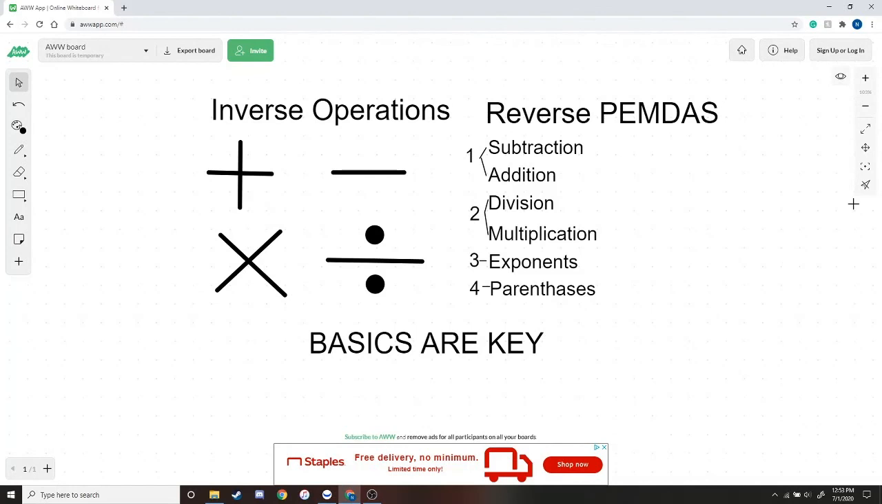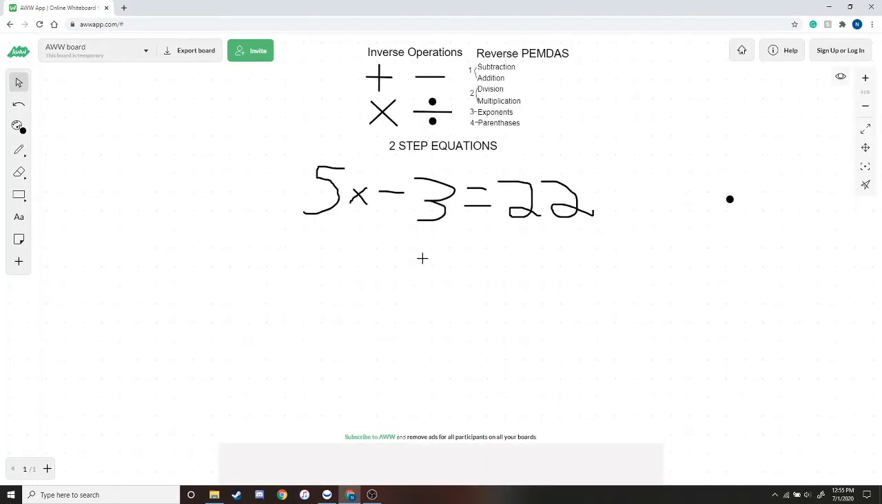As the equations get more complex, you'll be required to perform more operations. But once you master the basics, you'll be able to solve any similar problem given to you. Next are two-step equations. Here we have 5x minus 3 is equal to 22. Note that now we will be using a dot as a multiplication symbol. Do not confuse this x as a multiplication symbol.